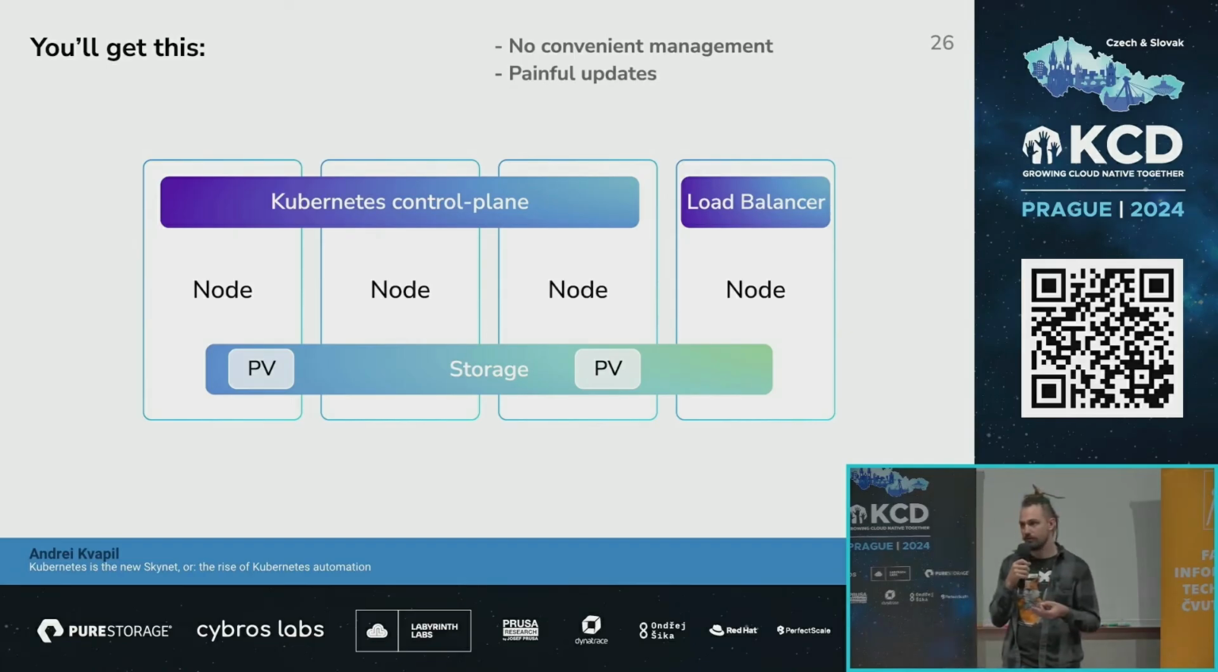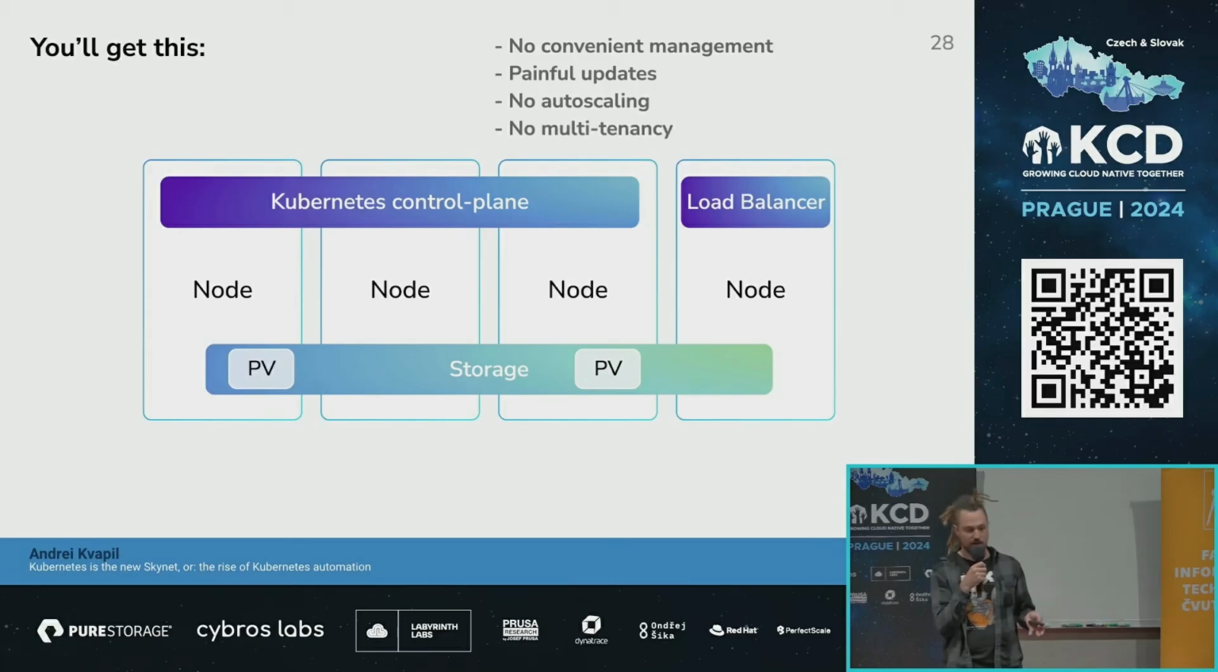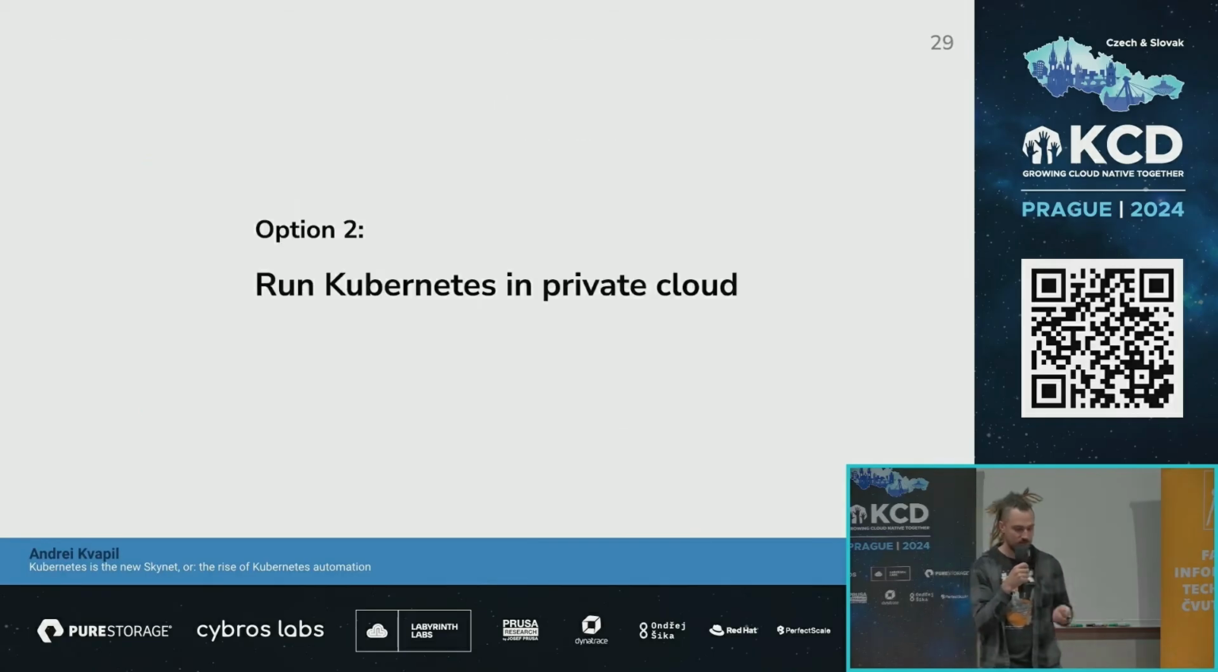For example, you have no convenient management for this. The updates are painful because not every application is prepared to recreate nodes or shut them down. So you have to be prepared for this. There is also no autoscaling and no multi-tenancy. I would say hard multi-tenancy, because Kubernetes was never designed to be a hard multi-tenancy platform.